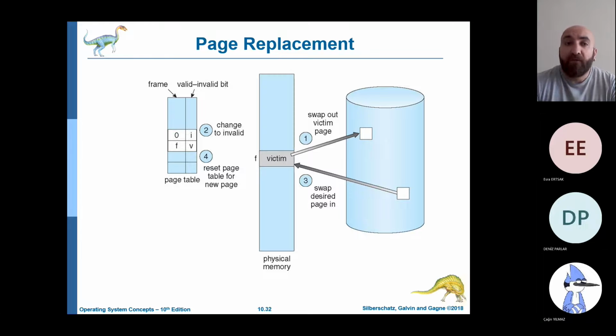Okay, we must solve two major problems. Before that, here is how we can illustrate a page replacement. We are going to select the victim. We are going to swap out the victim page if it's necessary, and then we are going to swap in the desired page here, and we have to change the page table in both operations.